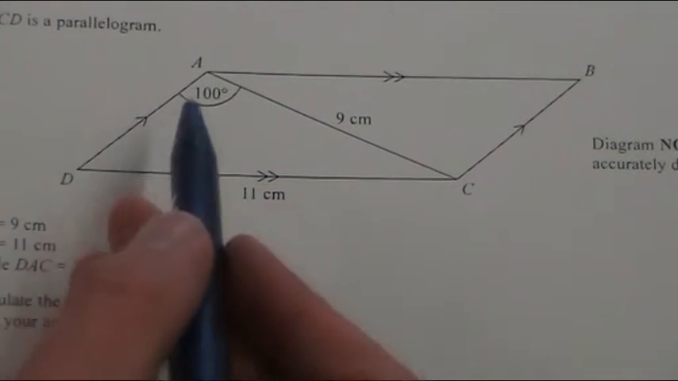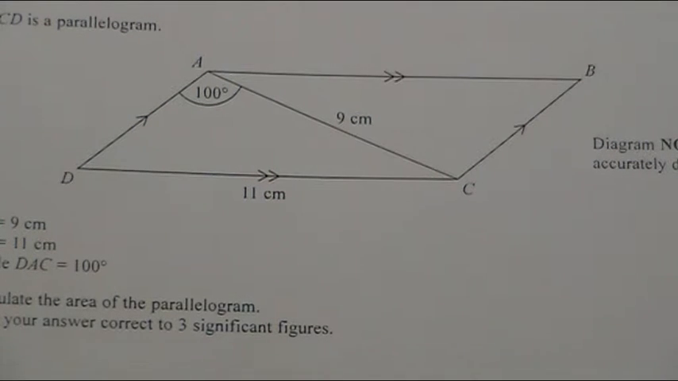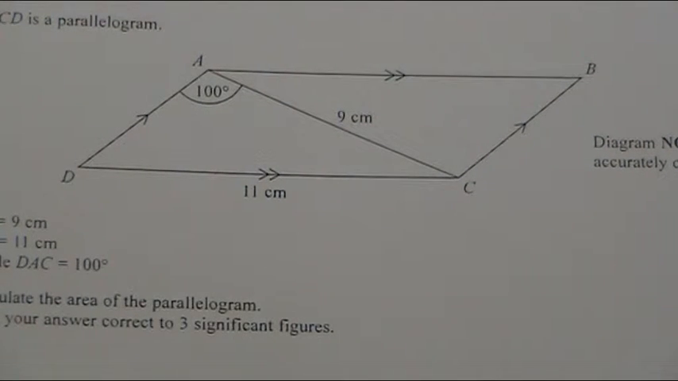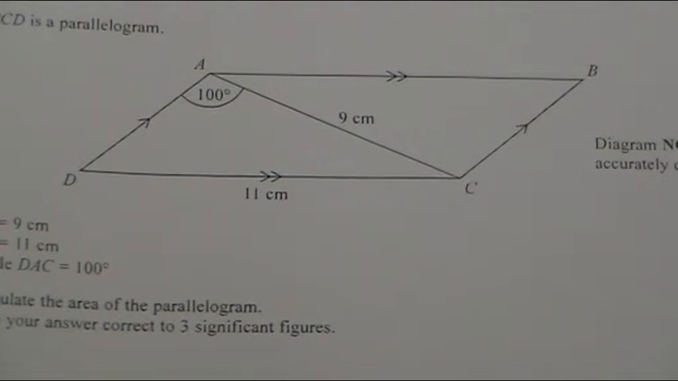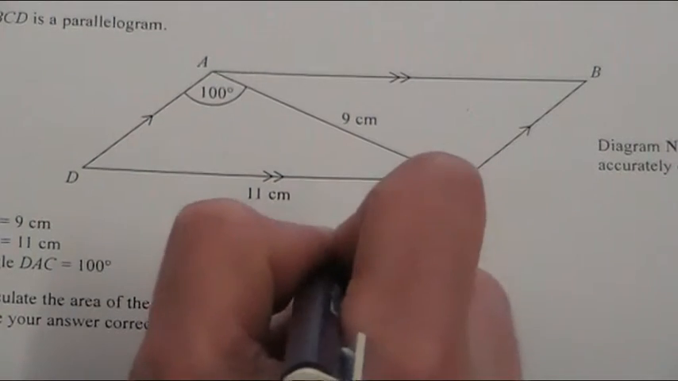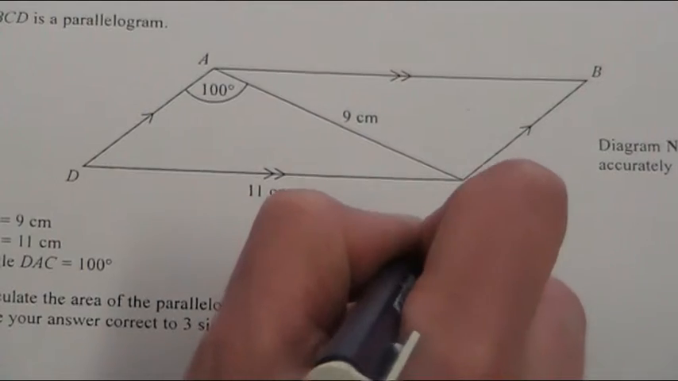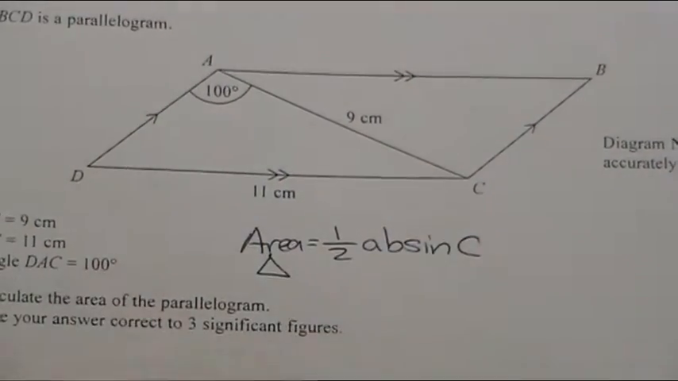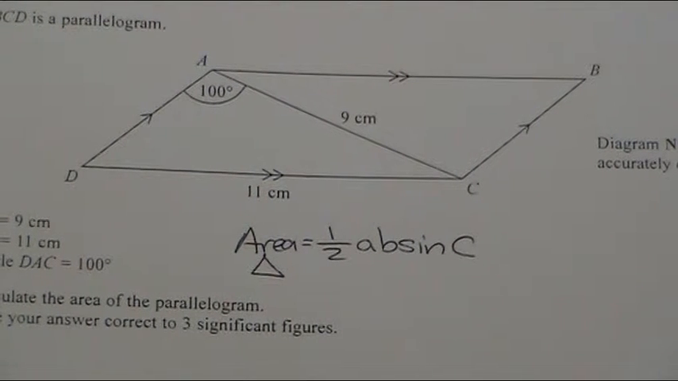Then you might think, well, I just need to find the area of a triangle and then double it because it's just two triangles. But then again, you also need the perpendicular height, which cancels that idea out. Now, there's another rule for finding the area of a triangle, which is this, half AB sine C. That's for a triangle. That's written on page 2 if you can't remember it.